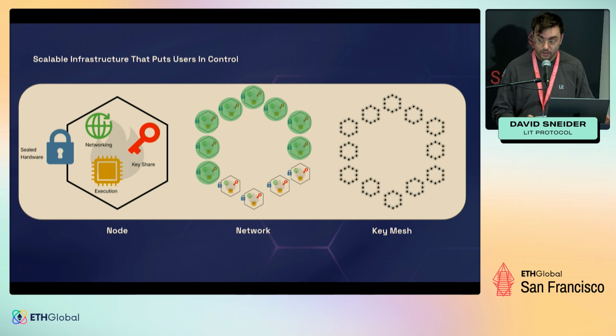We'll tell you very briefly about what these nodes consist of that enable this notion of creating a programmable secret. You can see there's 4 components. There's sealed hardware, which is encrypted VM, a type of trusted execution environment. And within that sealed hardware component, there's a networking module, a threshold key share, and an execution module.